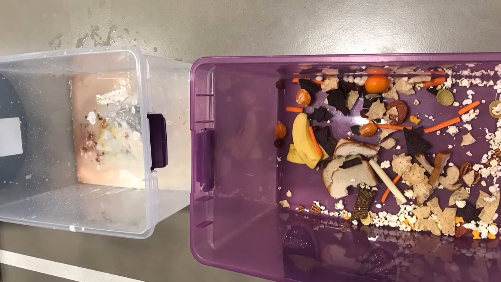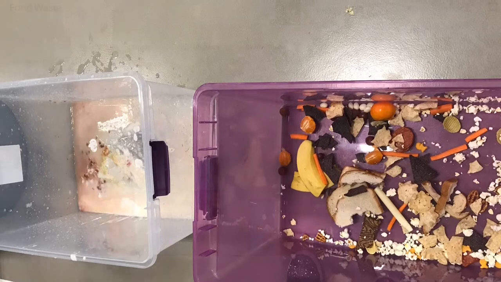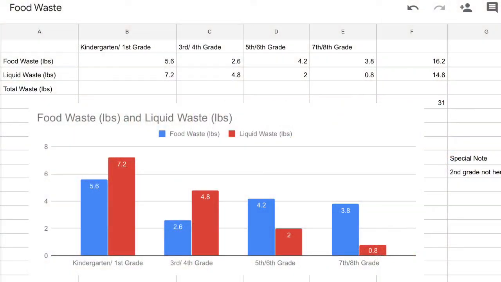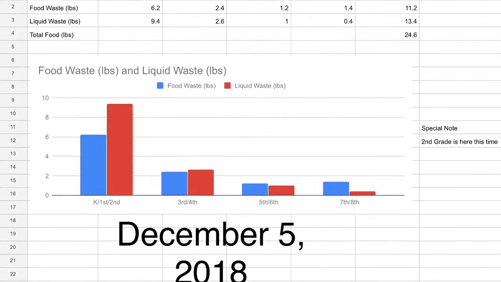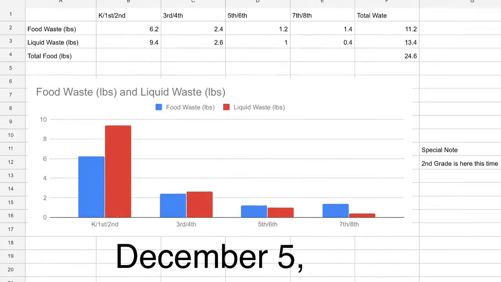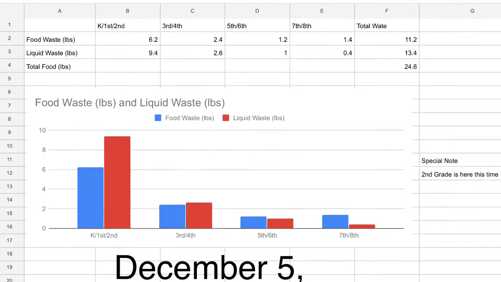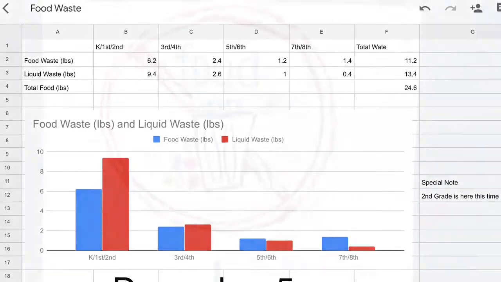After we shared our story with the school, we decided to do another collection of food and liquid waste at lunch with all grades. This was about 2 weeks after our initial data collection. Even with our 2nd graders, we had less food waste. The amount of liquid waste was 13.4 pounds, and the amount of food waste was 11.2 pounds. So in total, our food and liquid waste was 24.6 pounds.